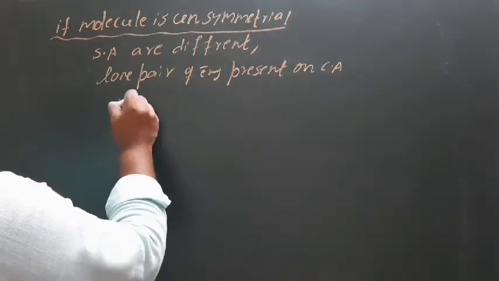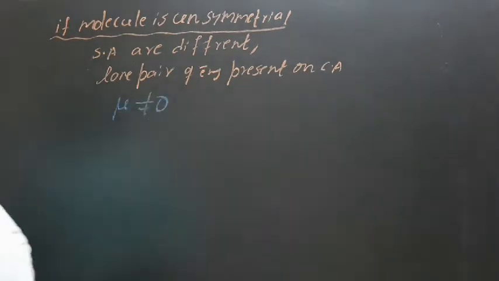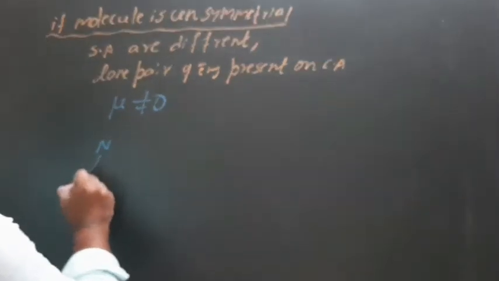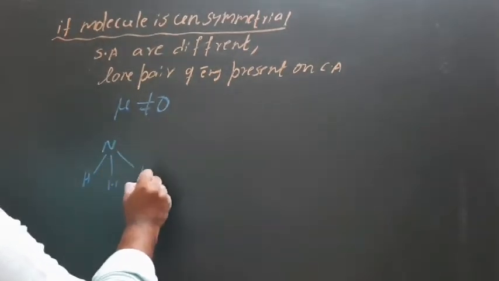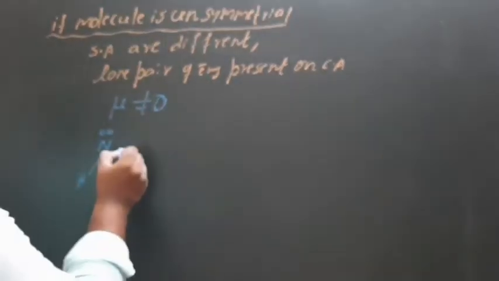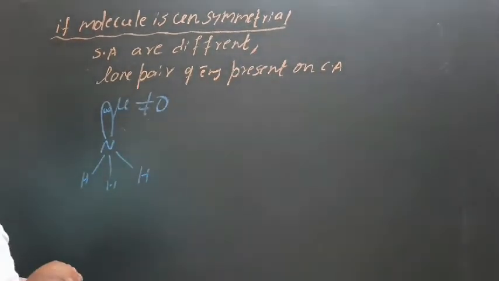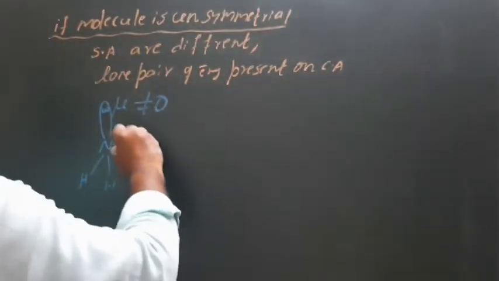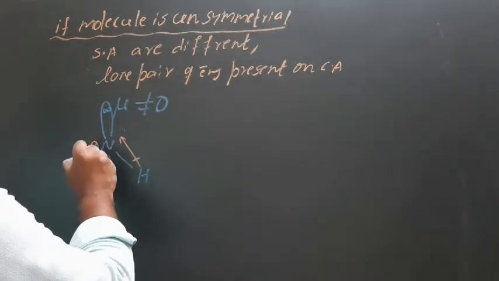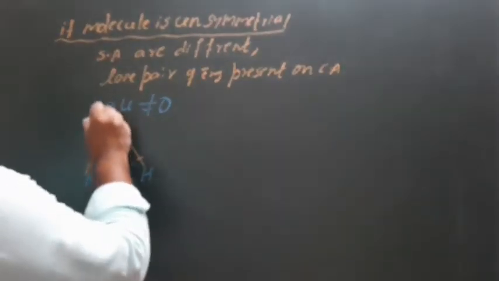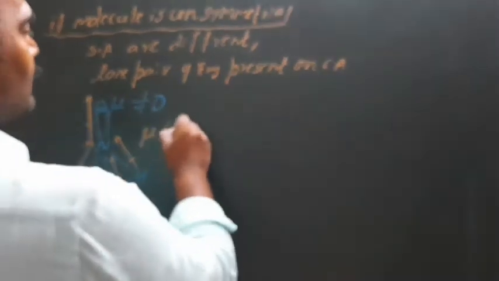Now see the example I am taking here. In all these cases, mu will never be equal to 0. The best example is the ammonia molecule. Here there are 3 bond pairs and a lone pair. The bond moment is towards the nitrogen, and in the case of the lone pair, it is from the atom to the lone pair, like this. So here the net dipole moment is not equal to 0.